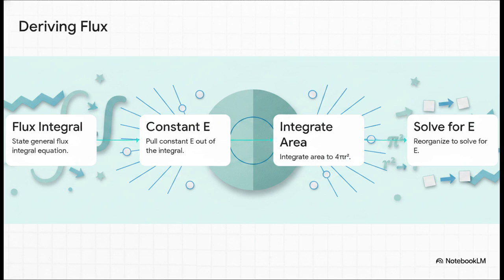Step 3, now we just need the total surface area of our spherical net, which is basic geometry, right? 4 times pi times the radius squared. And finally, step 4, we just reorganize to solve for E. See? The terrifying calculus just melted away into simple algebra, all because we chose a beautifully symmetrical net.